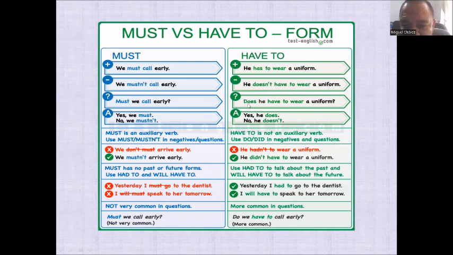In question, does he have to wear a uniform? We are going to do the same as in negative. We are going to use the auxiliary does or do. And then after the subject, we are going to use the verb have in simple form. Does he have to wear a uniform? Does she have to wear a uniform? Does it have to wear a uniform? And with the other subjects, do I have to wear a uniform? Do you have to wear a uniform? Do they have to wear a uniform?